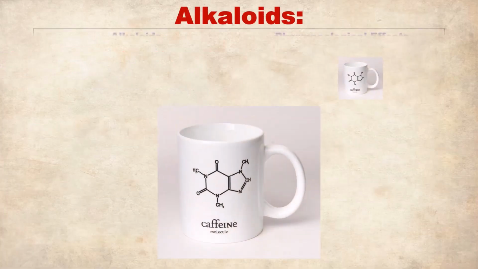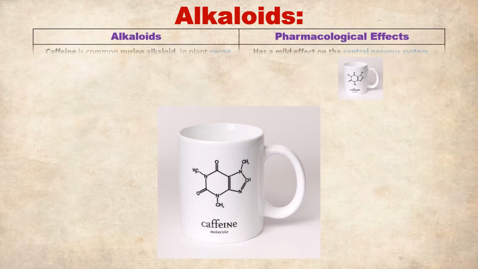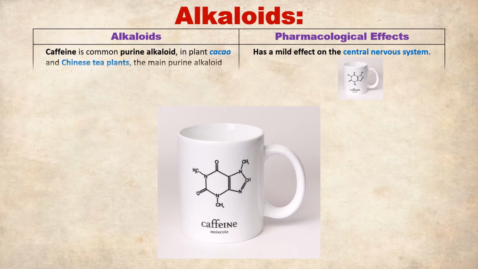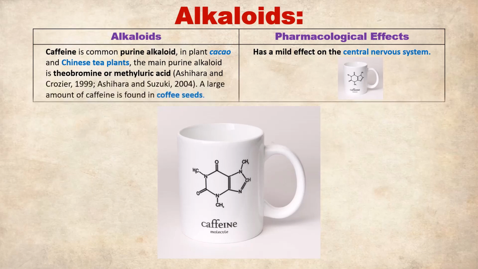Among the alkaloids, we consider the example of caffeine. And caffeine is a common purine alkaloid in plant cacao or cocoa. In Chinese tea plants, the main purine alkaloid is theobromine or methyl uric acid. A large amount of caffeine is found in coffee seeds. Caffeine has a mild effect on the central nervous system.